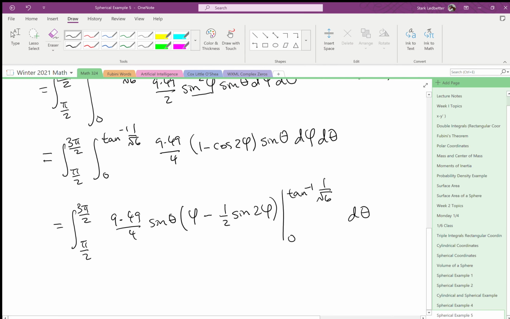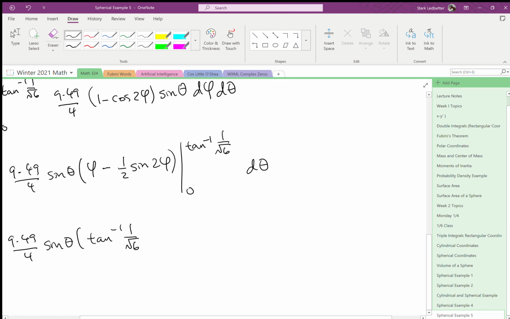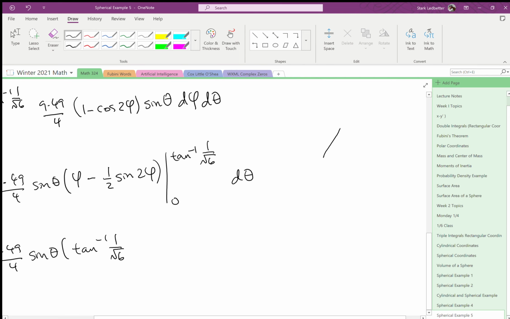Okay, how do I plug this in? Plugging in 0 will just leave me 0, so I really only need to plug in the top bound. 9 times 49 over 4 sine theta. Okay, nothing I can do here. This is tan inverse 1 over root 6. Let me look back at what we ended up doing, the flatter version of the triangle. So that was phi. 1 over root 6 was the tangent. Hypotenuse was root 7.